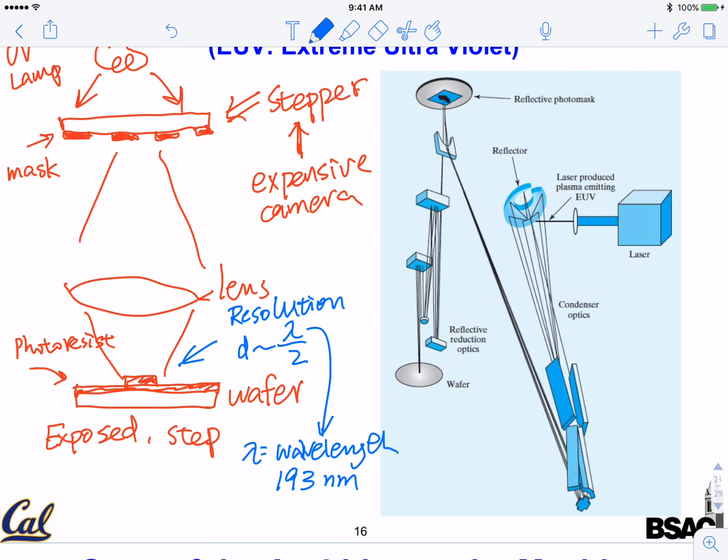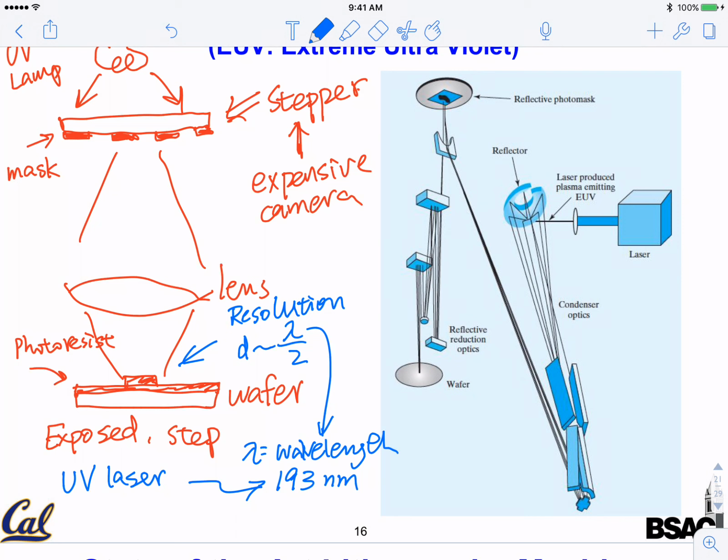Now, the available wavelengths of source are not a continuum. It depends on what's available for making a good source. So 193 nanometer actually comes from a UV laser. It's no longer a lamp. It is a UV laser. It's a serious laser now. And for the next laser, you need to search for it and you need to develop it. It's usually a very expensive process.